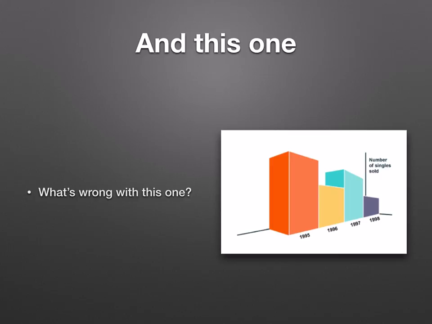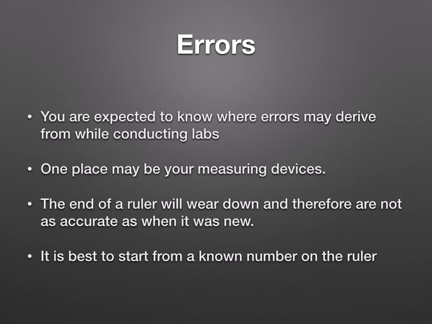Now this one was a little bit trickier. You see, yes, a lot of you picked up on the fact there was no title. A lot of you also saw that there were no numbers on there as well. But the problem with this one is it's misleading. It's been angled so you think that the red bar is larger than the blue bar. It's not. So don't angle your graphs either.